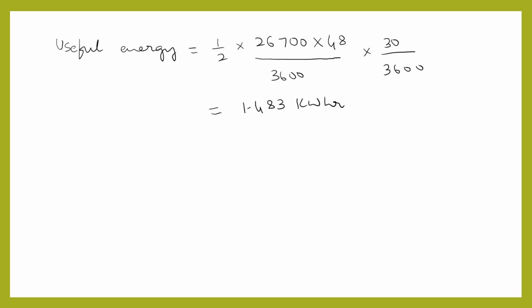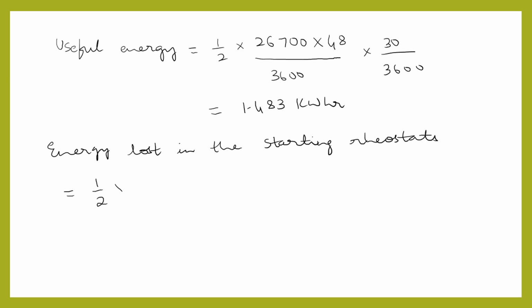The loss of energy in the starting rheostats, or the energy lost in the starting rheostats, is equal to half of the useful energy. That is equal to 1.483 divided by 2, that is 0.741 kilowatt hour.